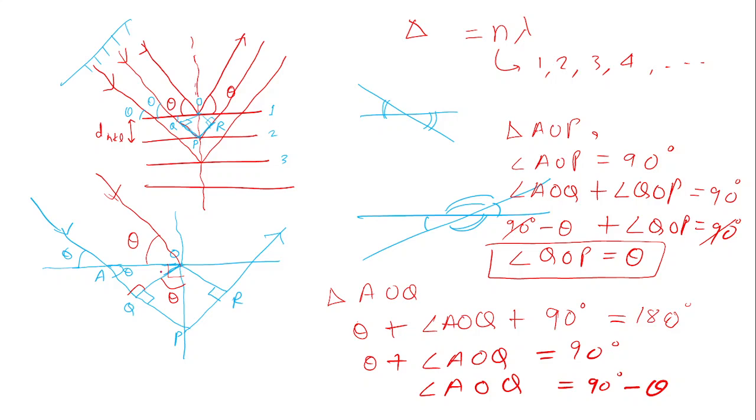In this triangle QOP, this angle is 90 and this is theta. And now we'll use this to find out what is this QP length, which will be our path difference. Okay, so how do we get that?